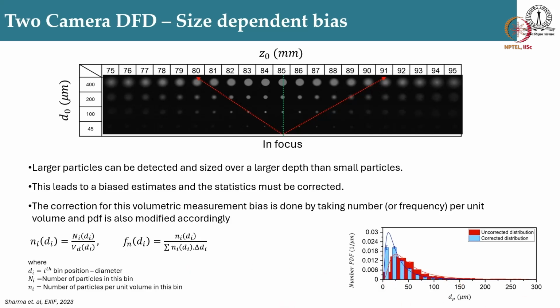So this knowledge is extremely important and useful not just for bias correction, but also to get a number concentration of particles in your system. With this, our two camera DFD measurement is over, and in the next lecture, we will see what other kinds of DFD techniques can be developed or implemented.